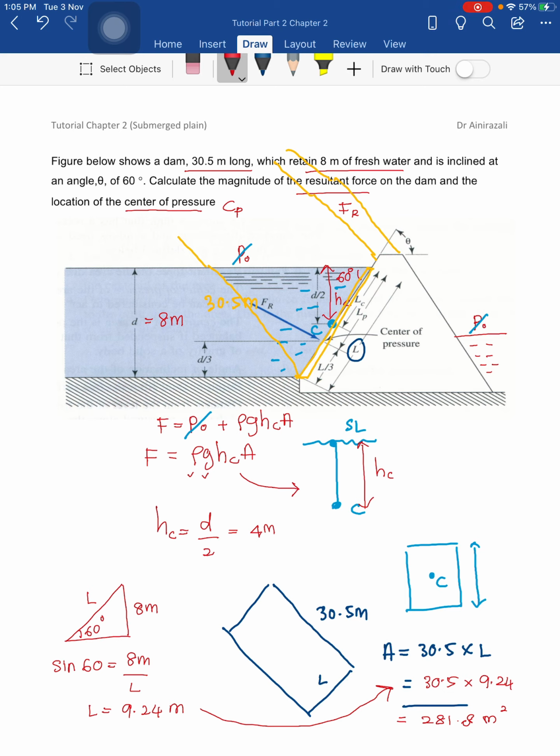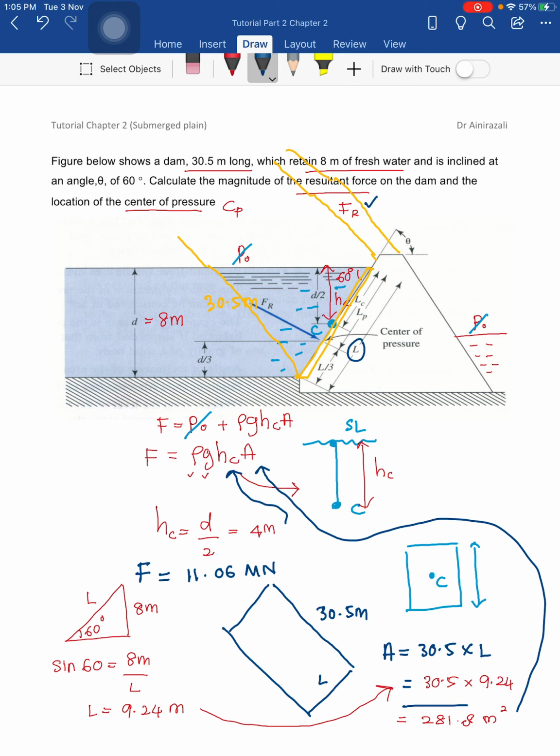Now you have the value for the area, and also the value for HC, so you just substitute the values. Your HC you substitute in here, and the area also you substitute in the equation. If you calculate, you get F equal to 11.06 mega Newton. So for the first part, you got the value for FR already.